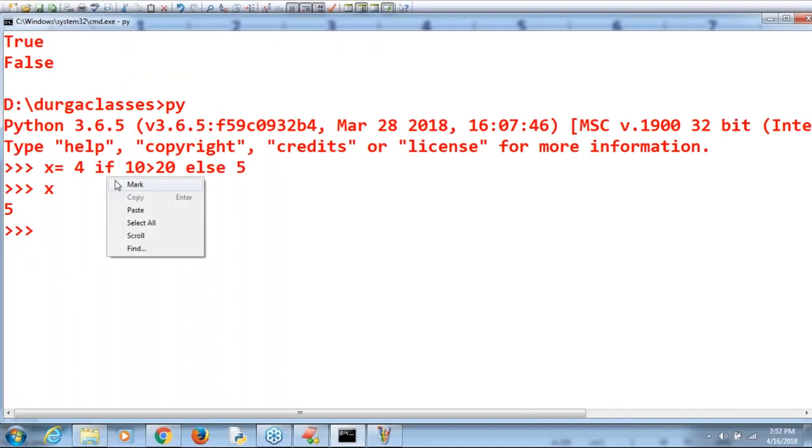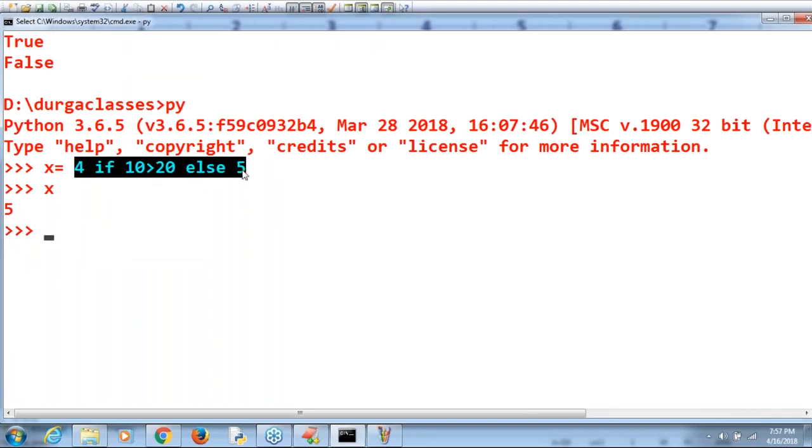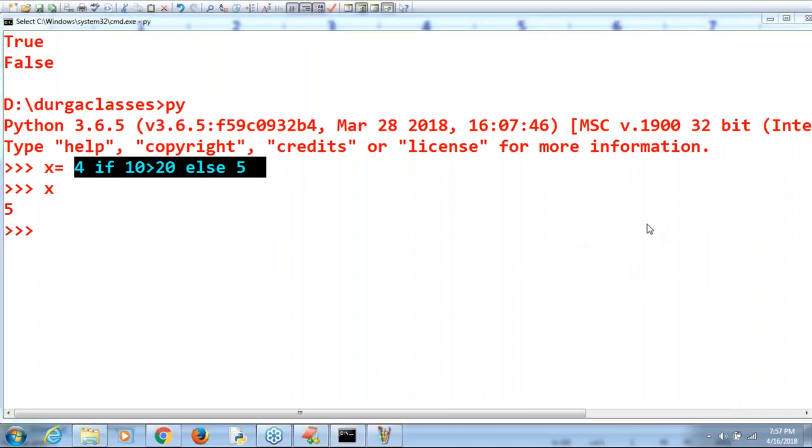What is the X value? 5. Clear for all of you, right? It is much easier, like reading an English statement, beyond that nothing: 4 if 10 greater than 20, else 5. Here the question mark symbol and colon symbol are not available. Everyone got the basic idea? A small 1 or 2 examples I will discuss in the next session. Yes Akash, can you please tell what your doubt is?